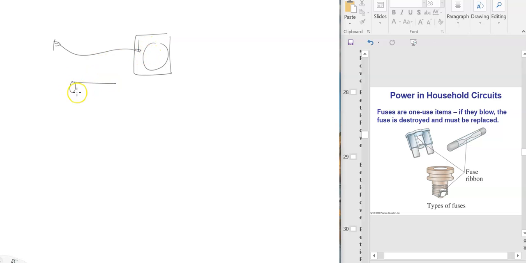So it's this little cylindrical thing. So the current comes in, current comes out. Inside there is a very thin wire, we call it the fuse ribbon. So when there's too much current, if the current is above some standard number, this thing heats up and it melts, so it breaks the connection. So that's a safety thing. So after that, there won't be any current in the circuit, right?